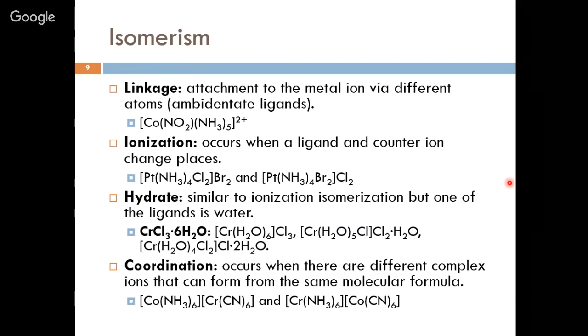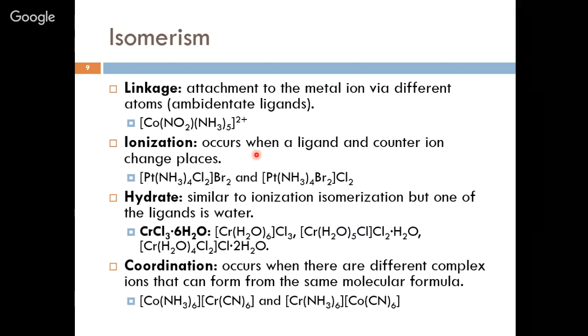All right, so we can have many different kinds of isomers, and we need to have names for these. Linkage isomers occur if we have ambidentate ligands. So we can have this nitrito ligand attaching through the nitrogen or through the oxygen, and we need to be able to communicate that to each other. So those would be linkage isomers.